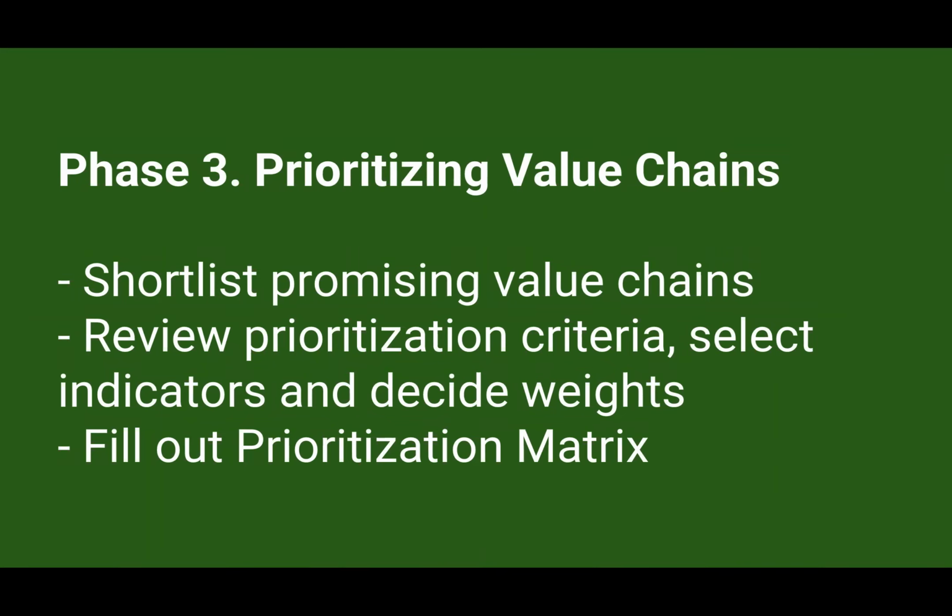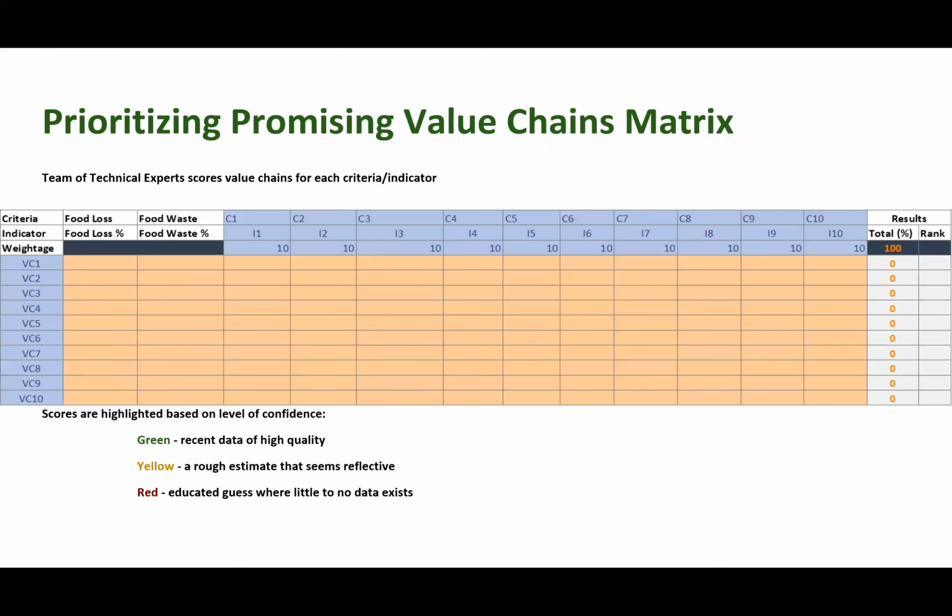In phase 3, we do the prioritizing of the value chains, and this is what the matrix looks like. We'll show you how the matrix looks when it's filled out, but just over here, the crops go along the left-hand column, and the criteria go along the top with the indicators. And then you fill out all of the orange section with different scorings for the crops. And then you can use green if you have high quality data with good fidelity that you can trust, and then red where it's more of an educated guess.